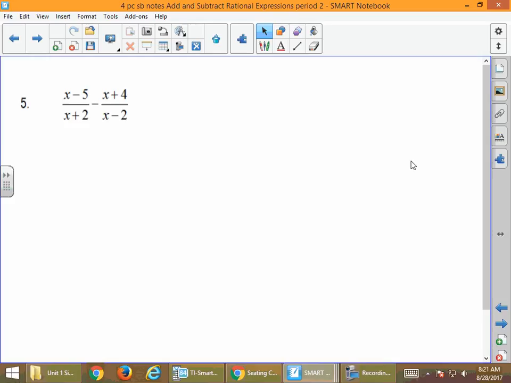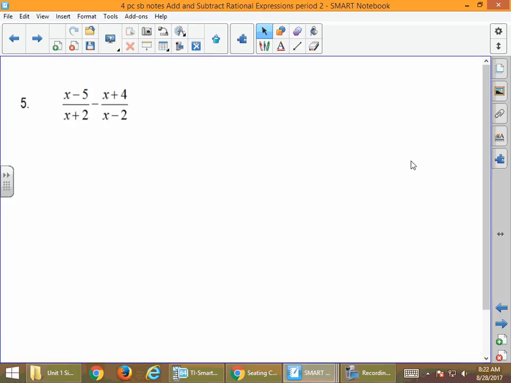Today we're finishing up the notes for adding and subtracting rational expressions. And we left off on problem number 5. And we are subtracting rational expressions. A couple things to remember is that factoring can be your friend.